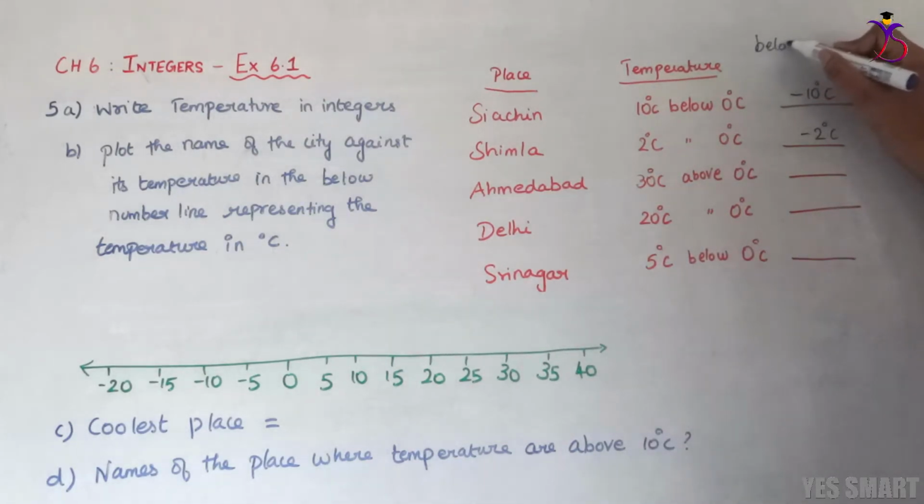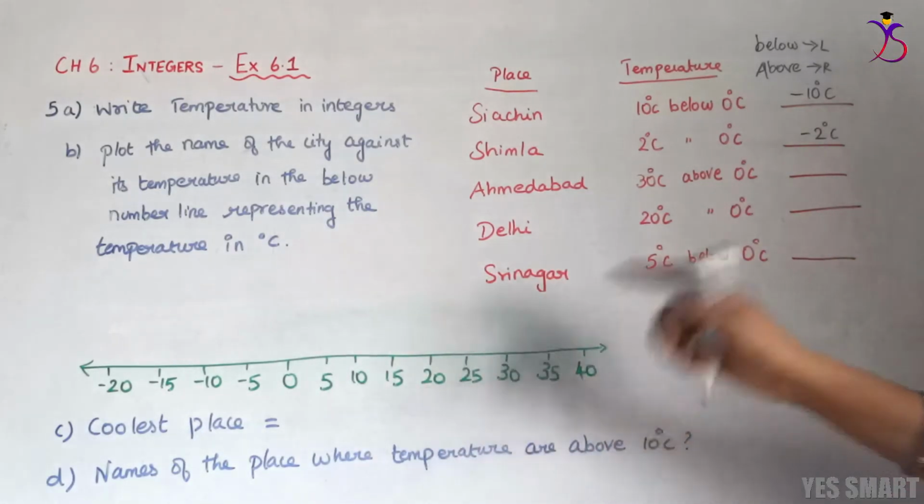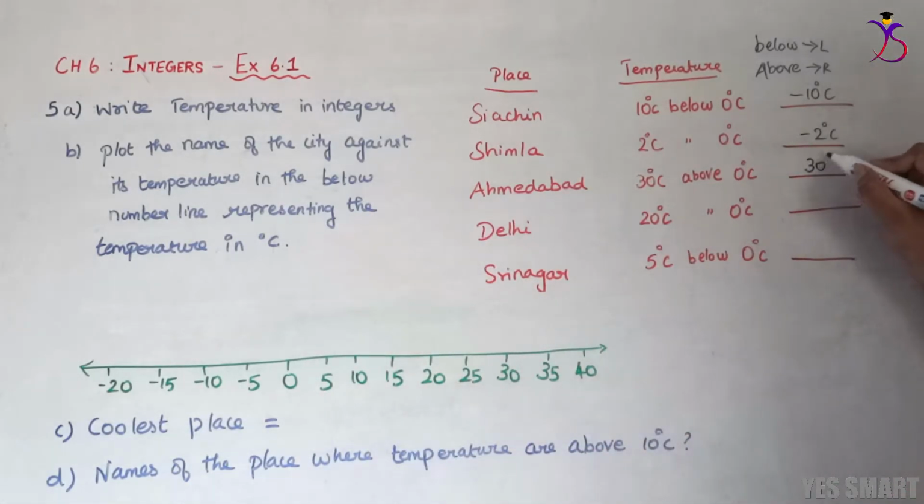So kindly remember that if it is below, we move left side, and if it is above, we move right side. These are the key points to write the integers. Now moving on to the next place. For Ahmedabad, it is given that 30 degrees Celsius above 0 degrees Celsius. Since it is above, we move right side in the number line. From 0 degrees Celsius, we move 30 degrees to the right, hence landing on 30 degrees Celsius. Therefore, the answer is 30 degrees Celsius.